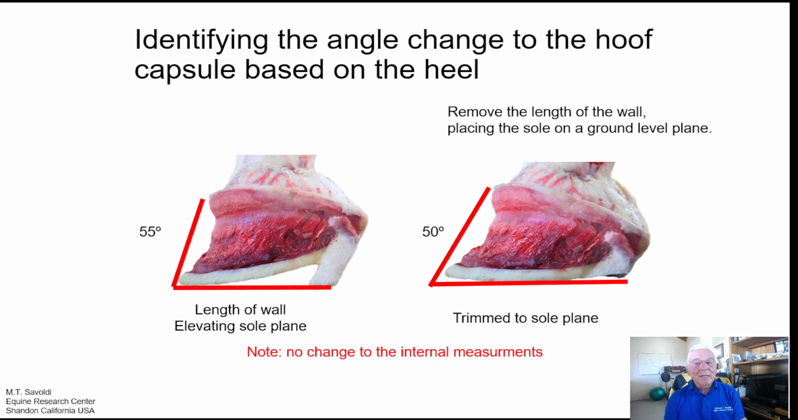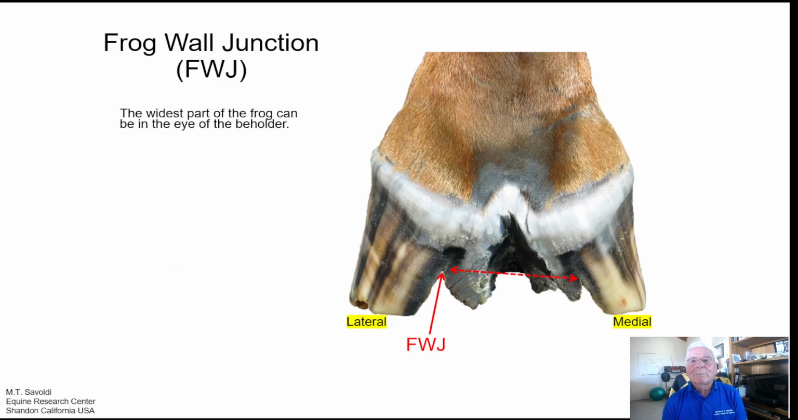So there's no change internal to the internal measurements. In figure A, the toe will appear short, and in figure B, the toe will be long. But there's no change internally. Well, if we went to major detail, we could probably say something about that. So, frog wall junction. The widest part of the frog can be in the eye of the beholder.